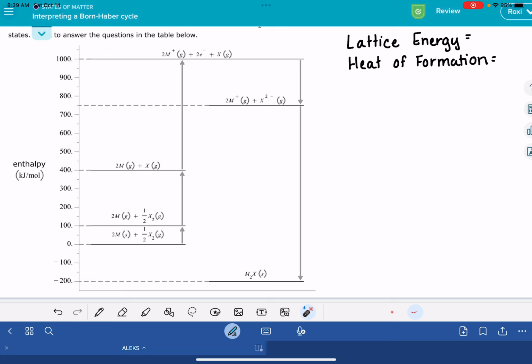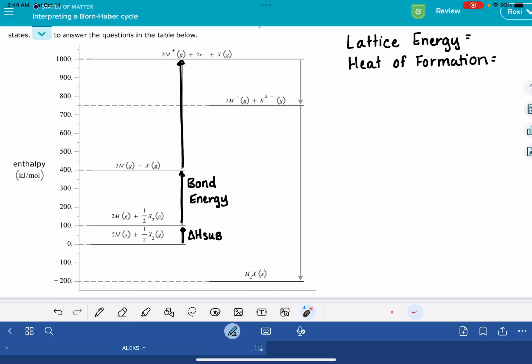So the first thing that I want to do is go through and label the 5 different parts of the Born-Haber cycle. It starts right here. This is step number 1. This is step 2, this is step 3, step 4, step 5. Step number 1, that distance right there, is our enthalpy of sublimation, delta H sub. The second step is our bond energy, breaking that halogen-halogen bond.